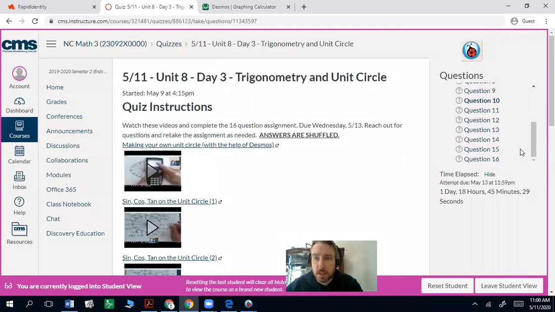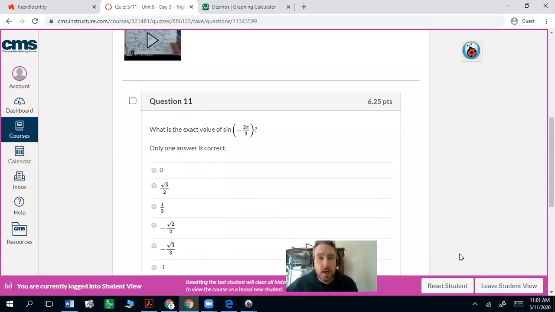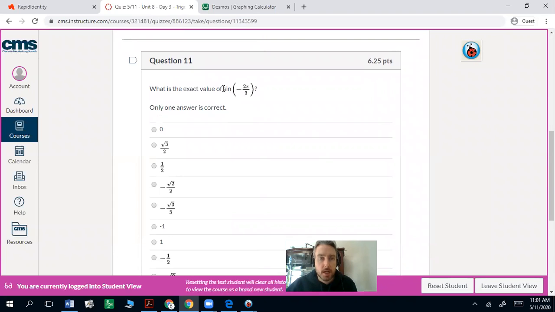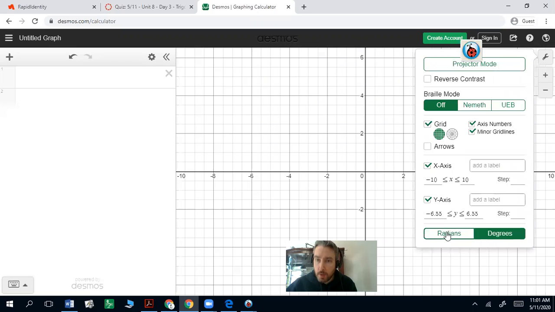Once you get to question 11, question 11 will ask, what is the exact value of sine of, and it gives you a radian, negative 2 pi divided by 3. So what we'll do to do this in Desmos is we'll click on the wrench. We'll go to radians. So if it has a pi in it, or if it just doesn't have the degree symbol in it, we can assume it's radians. But typically radians have a pi.